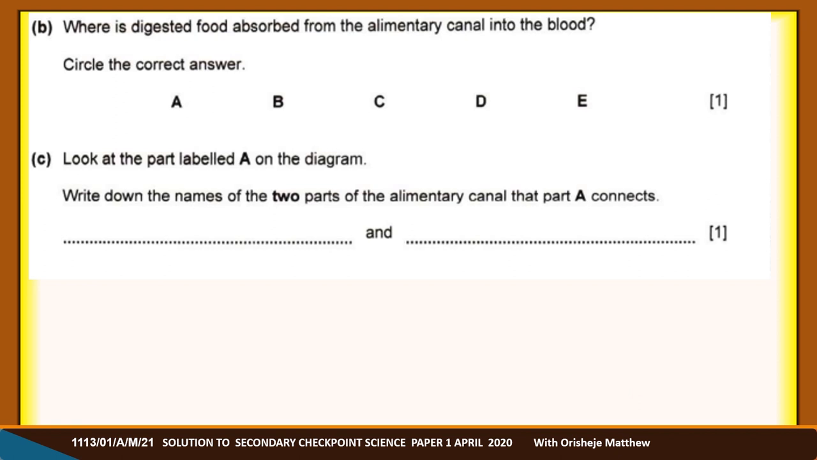Where is digested food absorbed into the alimentary canal? Into the blood. Circle the correct one, that is D. Look at the part labeled A in the diagram. Write down the name of the two parts of the alimentary canal that part A connects. Mouth to the stomach, that is the gullet, connects the mouth to the stomach.